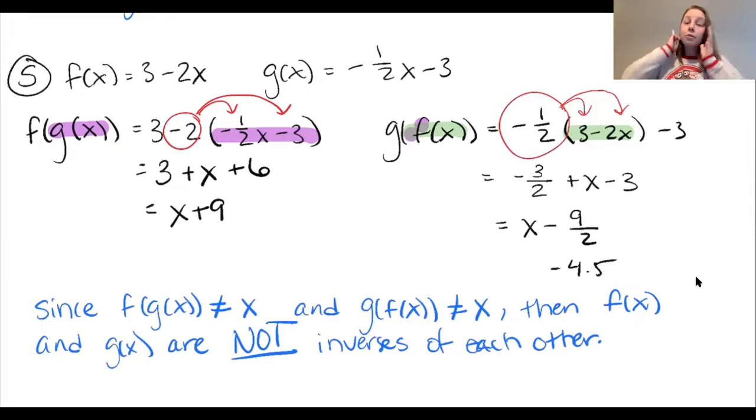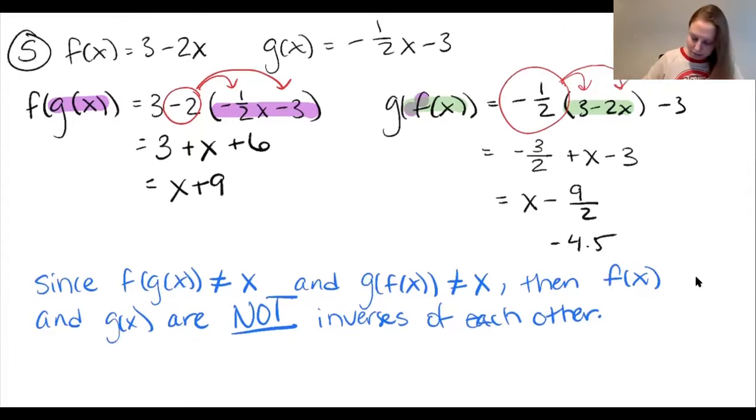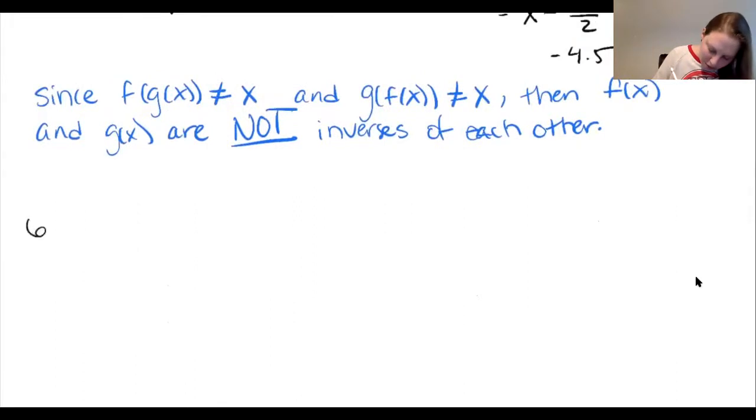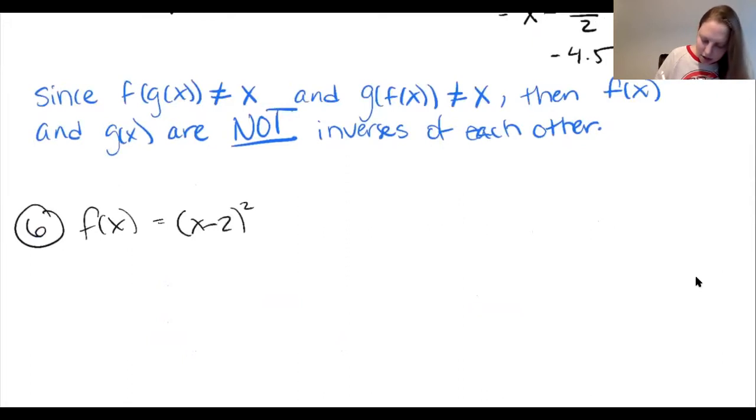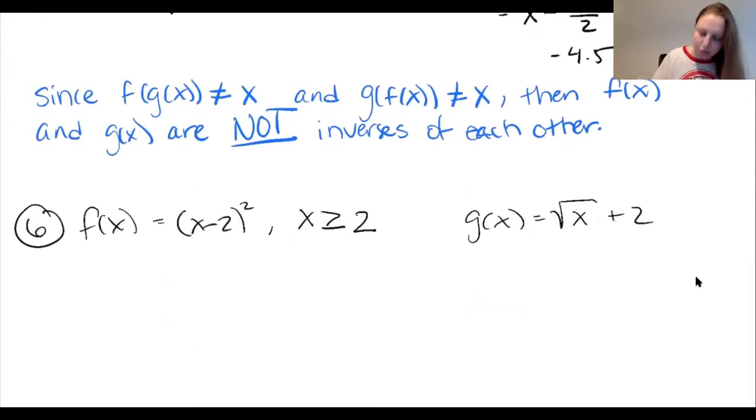Okay. Before I let you go, we still have like 30 minutes left in class. I just want to talk about problem 6 and why it's written the way that it is, but I'll let you work on that one on your own. So problem number 6 is written thusly. It's f of x equals x minus 2 squared, with x greater than or equal to 2, and g of x is equal to the square root of x plus 2.